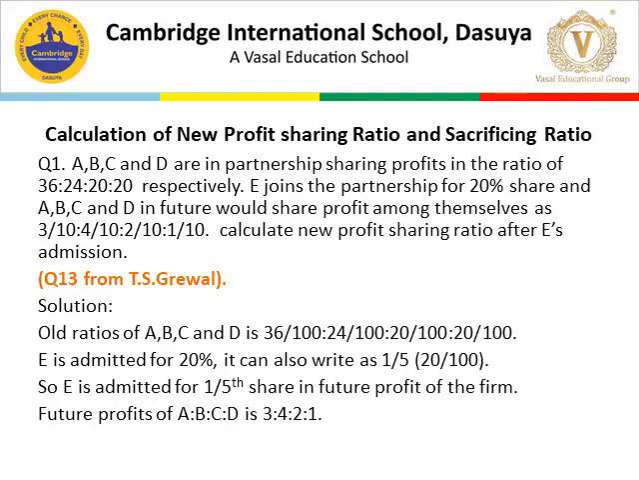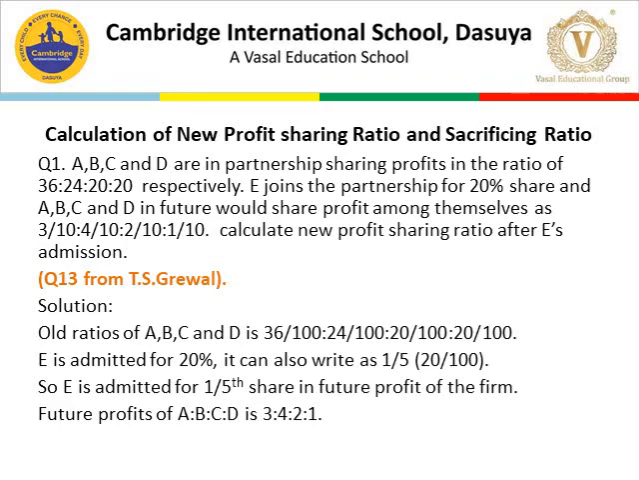A, B, C and D are partners sharing profits in the ratio of 36 : 24 : 20 : 20 respectively. E joins the partnership for a 20% share, and A, B, C and D in future would share profits among themselves as 3/10 : 4/10 : 2/10 : 1/10. Calculate the new profit sharing ratio. In this question, we have to calculate the new profit sharing ratio. Let's start with the solution.